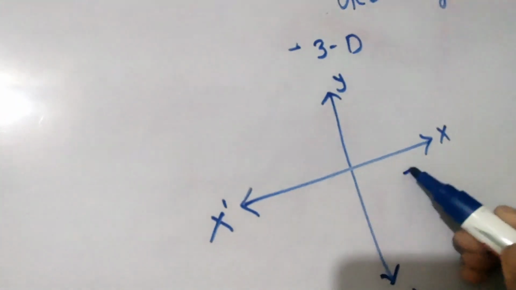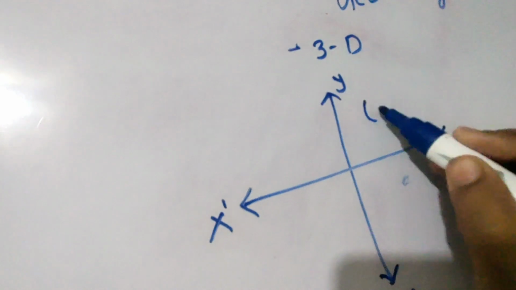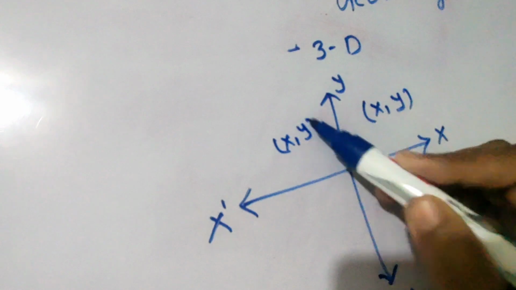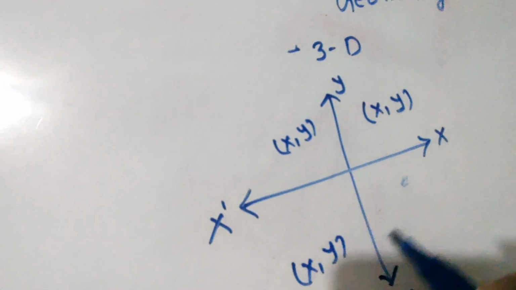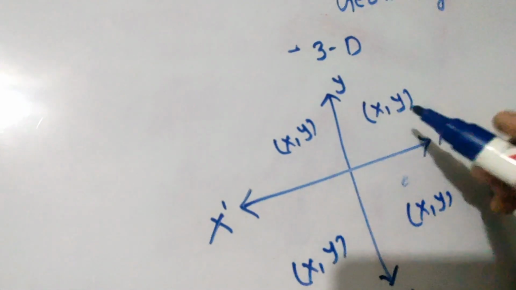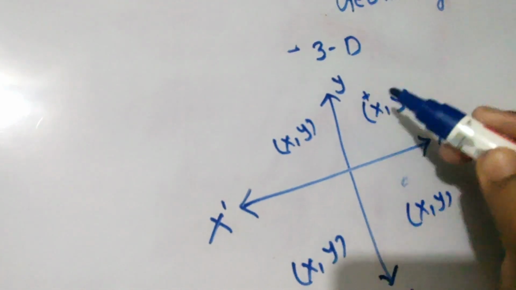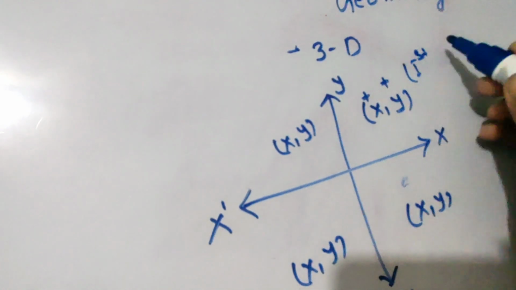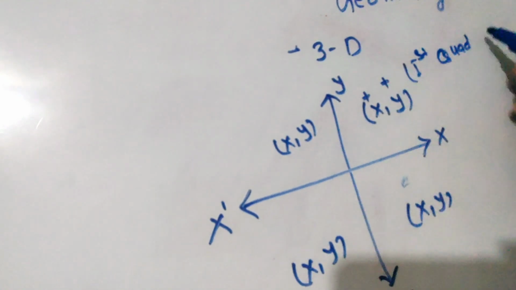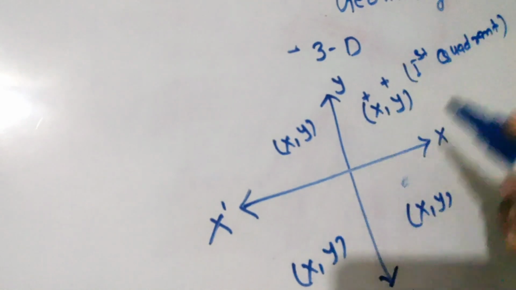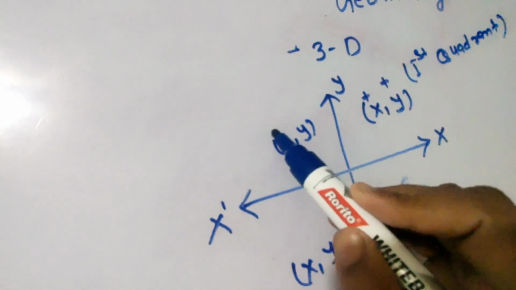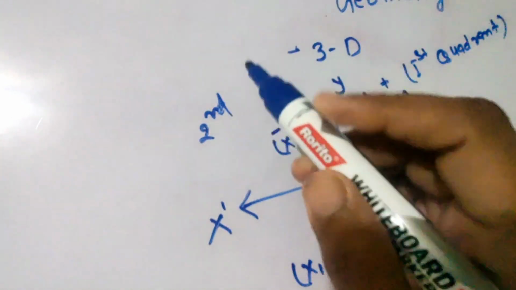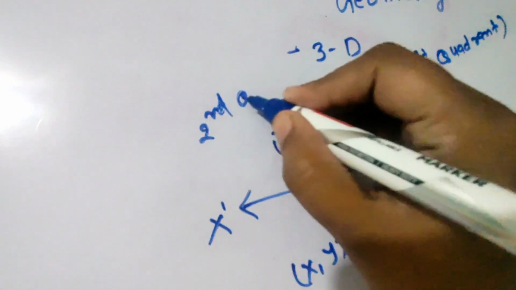Here x and y are both positive numbers. This is called the first quadrant. And here x is negative but y is positive. This is called the second quadrant.